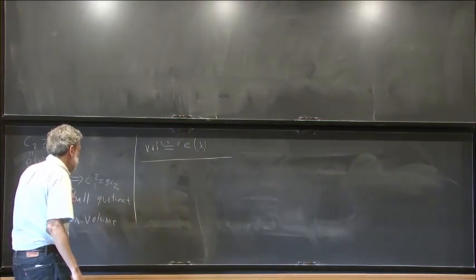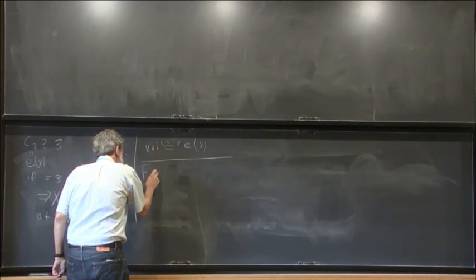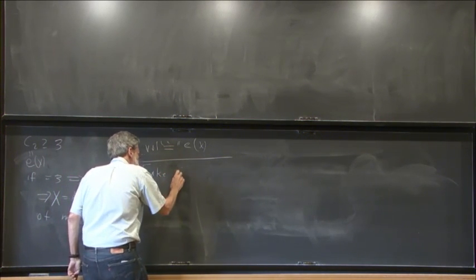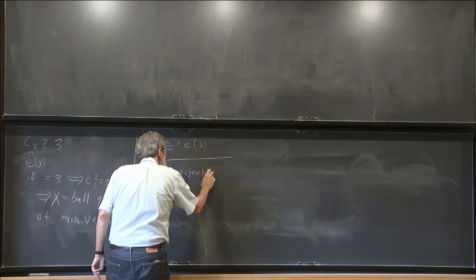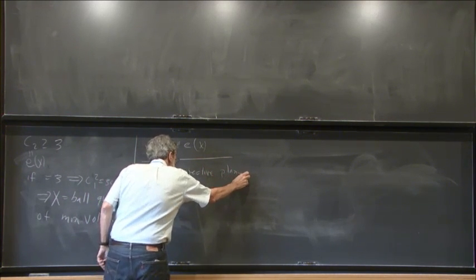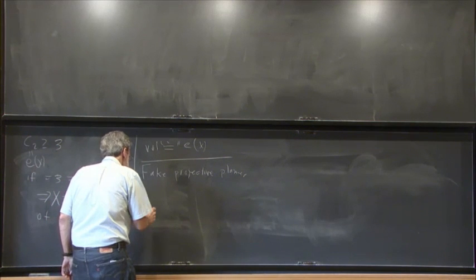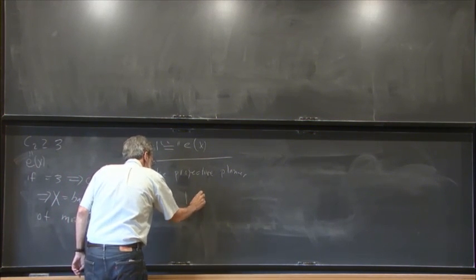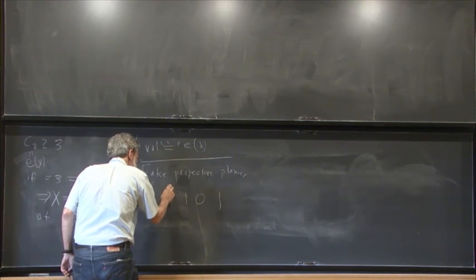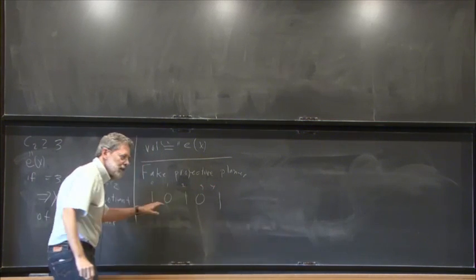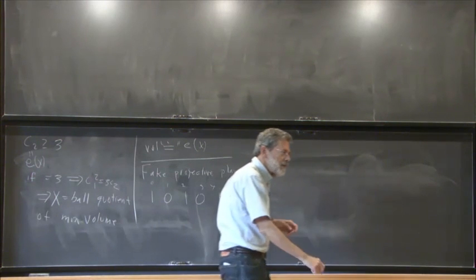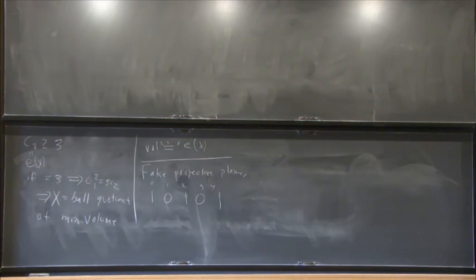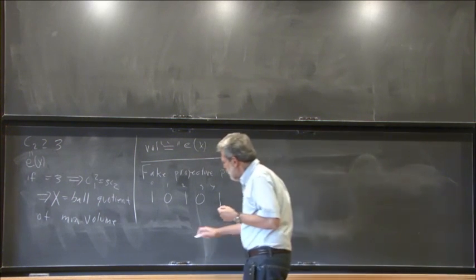Well, one place to look is the fake projective planes. These are ball quotients with Betti numbers 1, 0, 2, 0, 1, that is, the zeroth, first, second, third, and fourth Betti numbers. We take something with those Betti numbers that has minimal volume. Those things have been classified, so there's a classification of this.